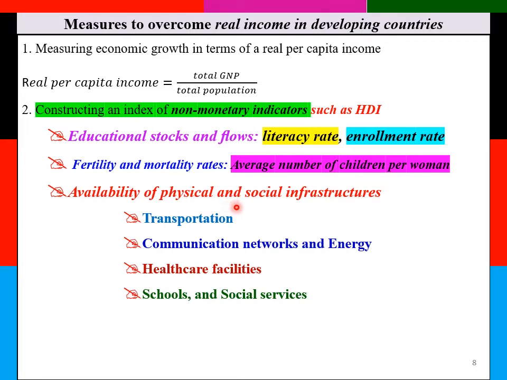Availability of physical and social infrastructure. Another important non-monetary indicator is availability of physical and social infrastructure, such as what? Transportation, communication network and energy, health care facilities, schools and social factors. Therefore, those are indicators of the Human Development Index.